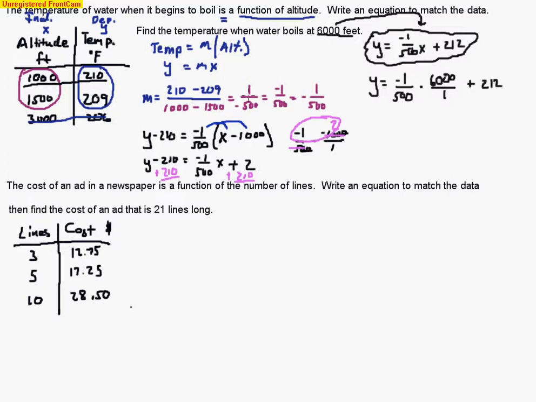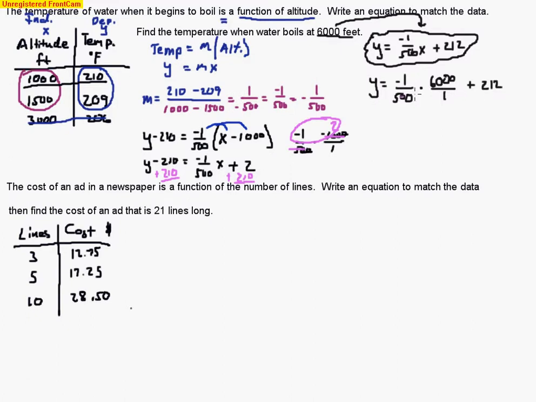So we do that cross-canceling. We can cross out these two zeros and these two zeros. So it's really just 5 into 60, which goes 12 times. Multiply what's left over: negative 1 times 12 leaves me with negative 12. Plus 212 makes 200. So there it is. Water is going to boil at only 200 degrees Fahrenheit at 6,000 feet.